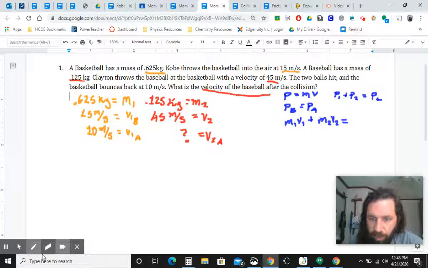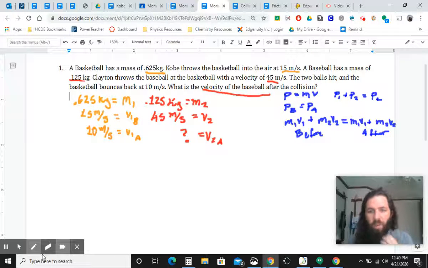Equals, well, after is just going to be kind of the same thing, right? So M1 V1 plus M2 V2. The difference here being that these are before and these are after. Okay, so we've got lots of colors here. We've got lots of equations, lots of numbers. We're going to kind of combine it all together into one thing.